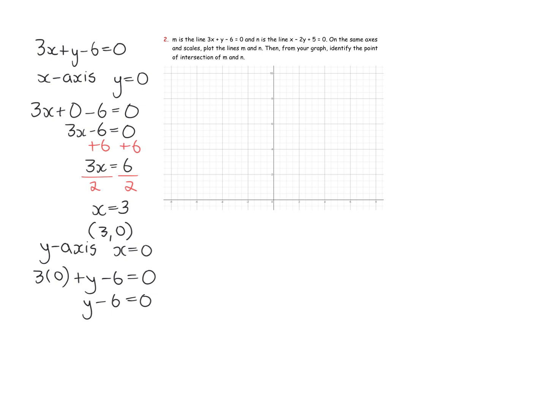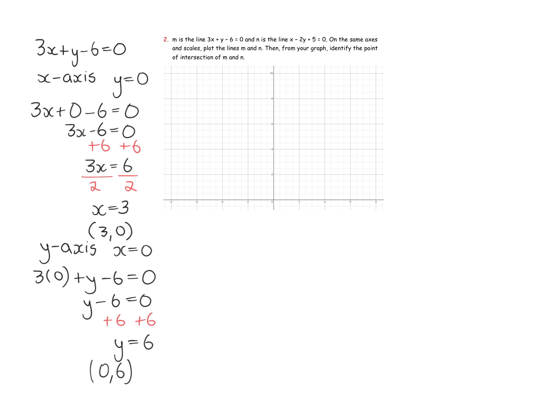Again, we need the y by itself, so we can add 6 to both sides, and we'll be left with y is equal to 6. Then the point where this line crosses the y-axis is (0, 6).